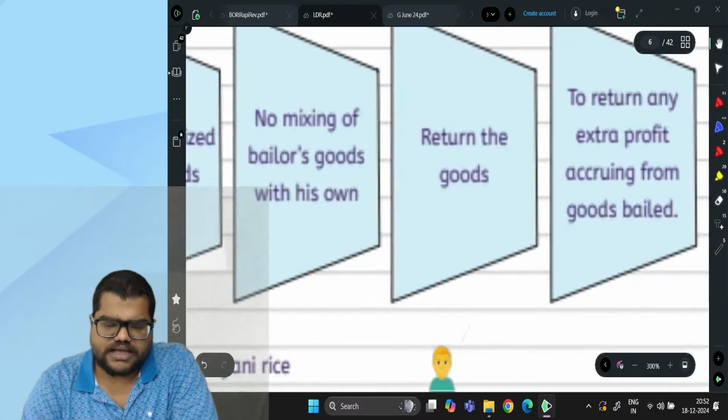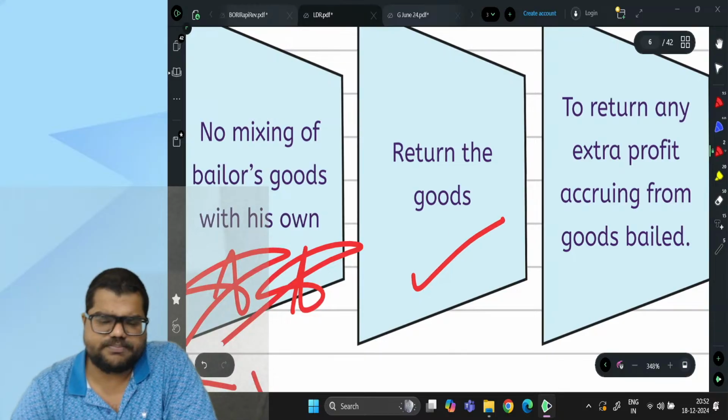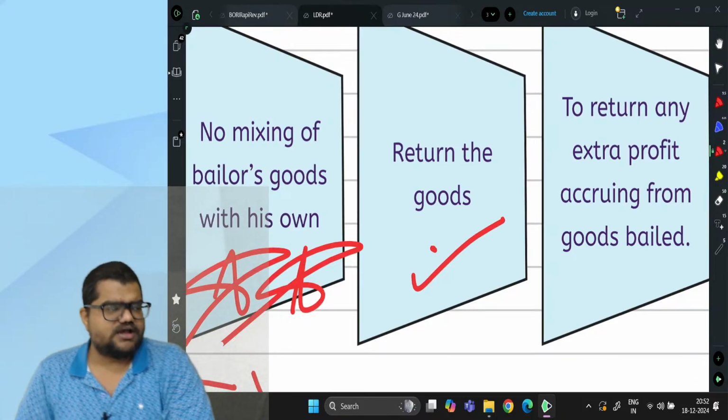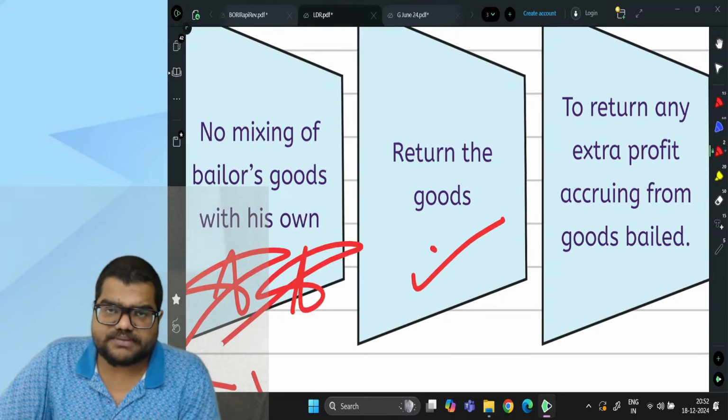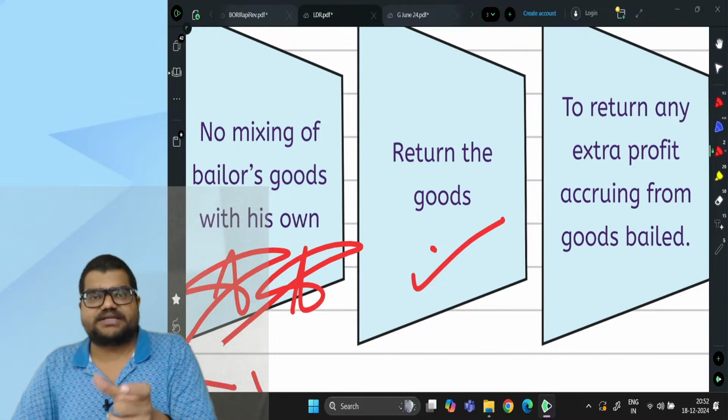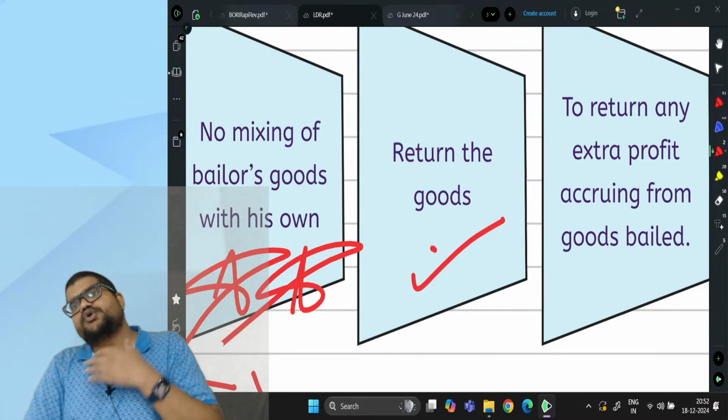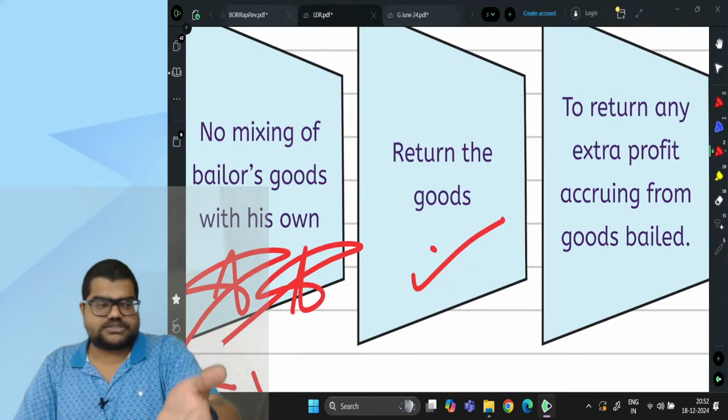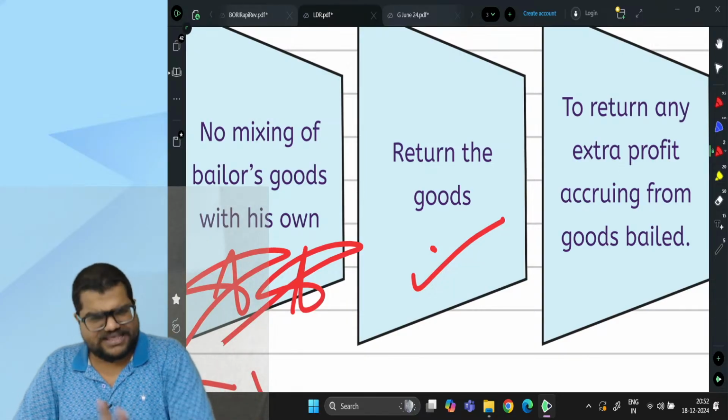Next, I guess you know this already. It is bailee's duty to return the goods once either the purpose is accomplished or the time period has been over. It is obviously your duty as a bailee to return the goods to the bailor. Very easy point.